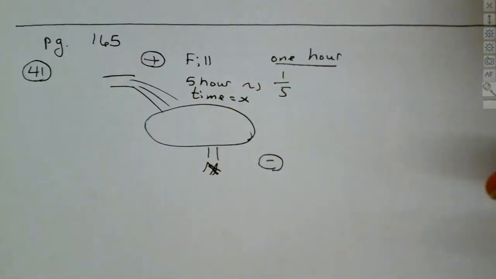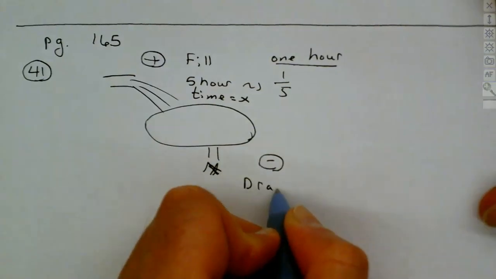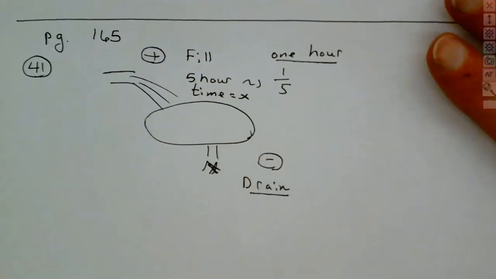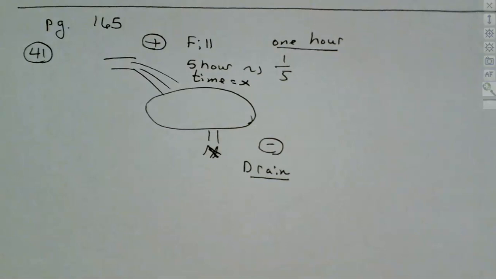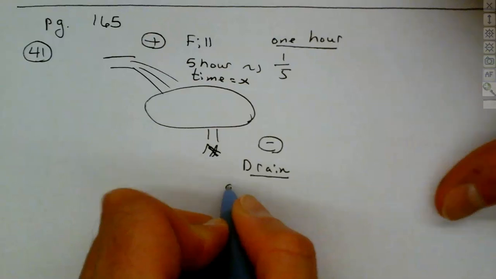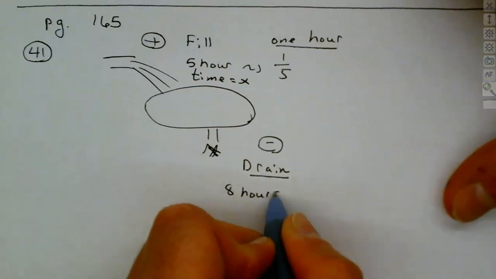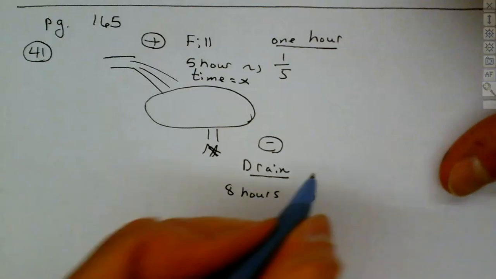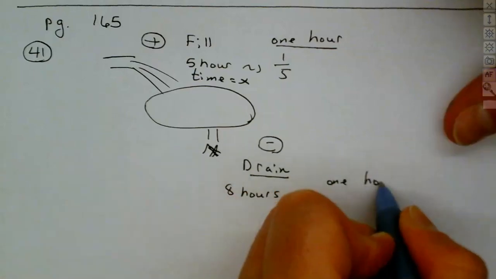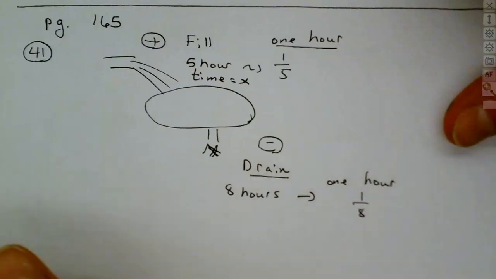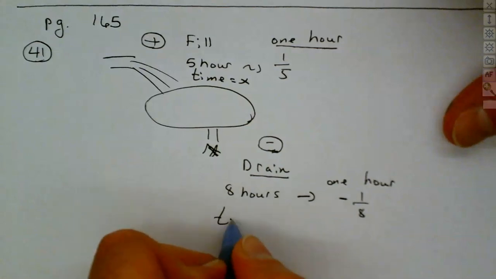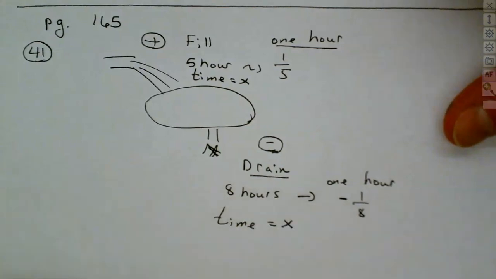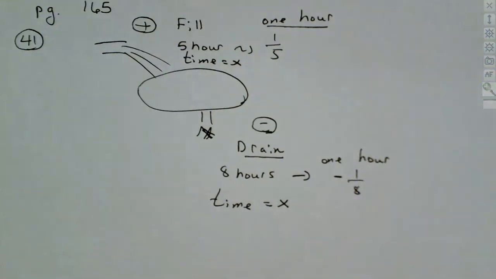What about the draining? When we drain this pool, that's subtraction. And how long does it take us to drain this pool? It takes us 8 hours to drain the pool. And so how much is drained in 1 hour? It's going to be 1/8. And we'll use a minus here to represent the drain. And again, the time we don't know, so we'll use an x.